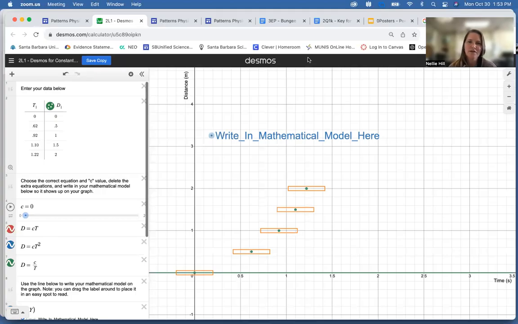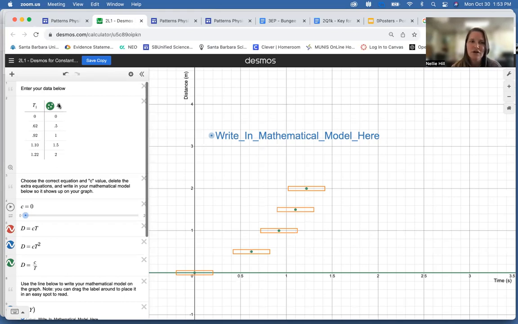All right, here we are in Desmos. I have already preloaded the data points for the constant acceleration lab. This is just sample data that a student group might have collected. You can see I put the data into a table that already had a T at the top in the left-hand column and a D at the top in the right-hand column, and those are for time and distance.